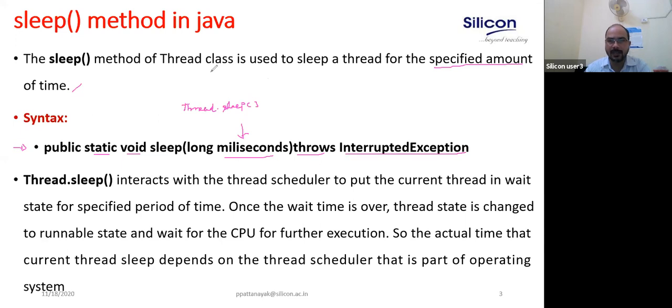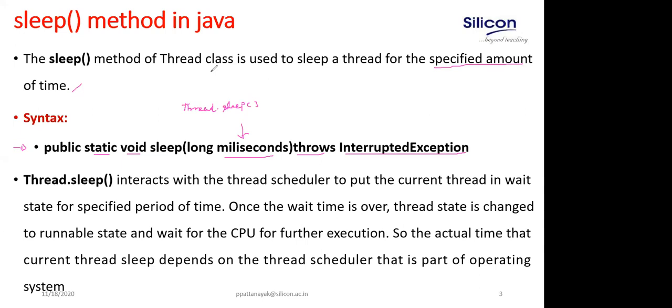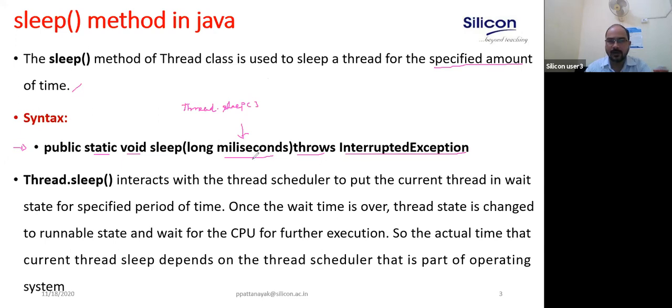That means if anyone is calling this method, they have to have a handler to handle the exception. When you invoke this method, the thread interacts with the thread scheduler to put the current thread in a wait state for a specific period of time. That period you pass as a parameter. Suppose I am passing 100, that means I want to sleep or block this particular thread for 100 milliseconds.